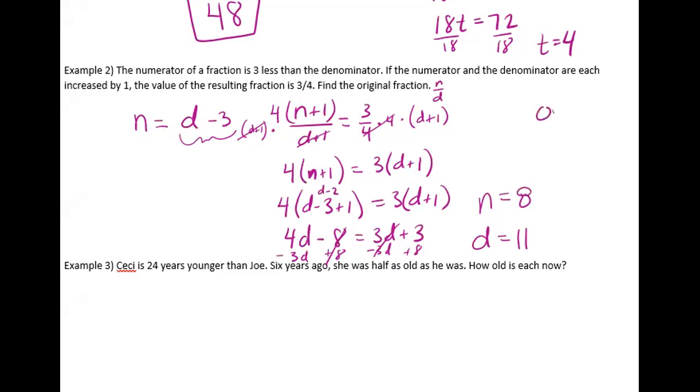So my original fraction, put the numerator on top, the denominator on the bottom, it's 8 over 11. So does that second sentence make sense? If the numerator and denominator are each increased by 1. So if the original fraction is 8 over 11, if I increase both by 1, I would get 9 over 12. Can I reduce that to 3 over 4? Yes, if I divide both the top and the bottom by 3, 9 divided by 3 is 3, 12 divided by 3 is 4. So that does reduce to 3/4.